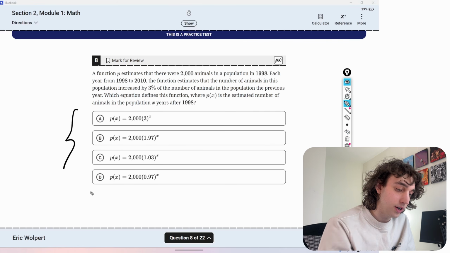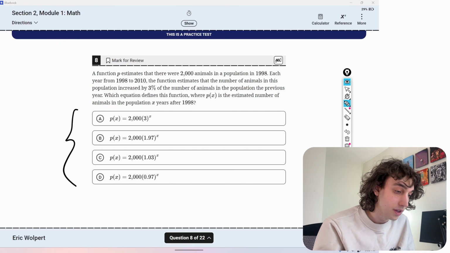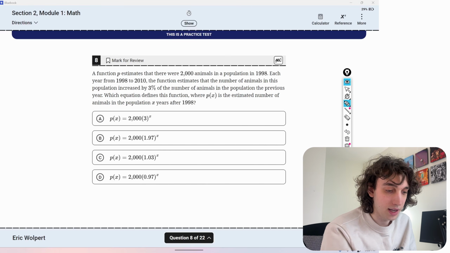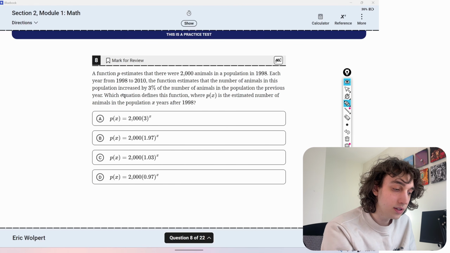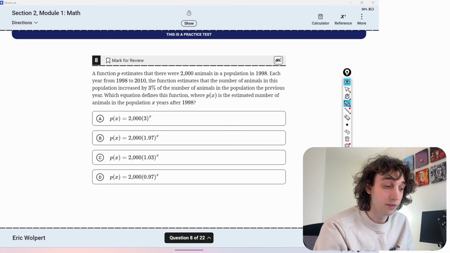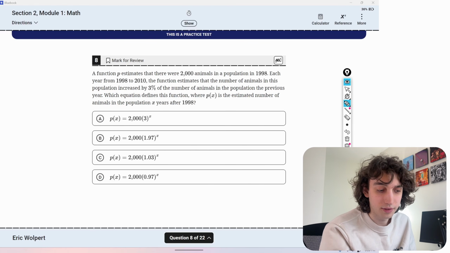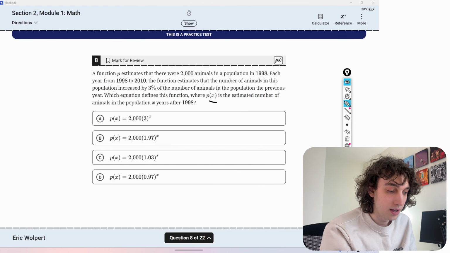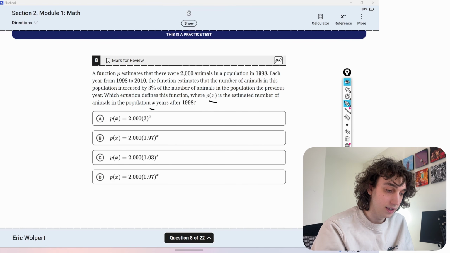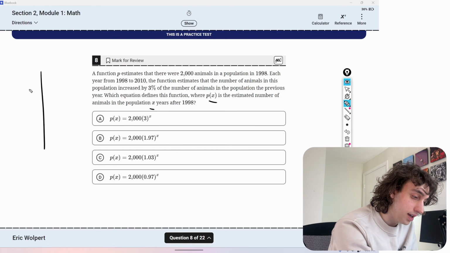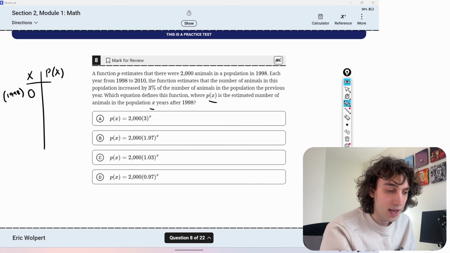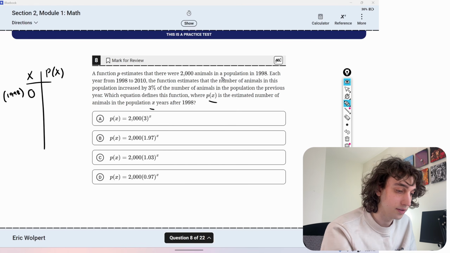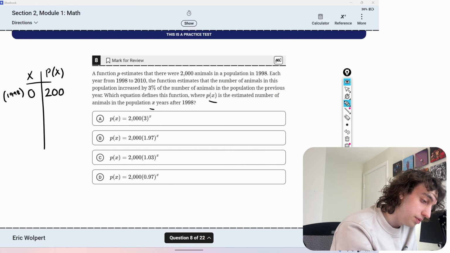Question number 8, it seems from our answer choices we're dealing with exponential growth. A function P estimates there were 2,000 animals in 1998. Each year from 1998 to 2010, the number of animals increased by 3% of the previous year. Which equation defines this function where P of X is the number of animals in the population X years after 1998? X years after 1998 means that when X is 0, that's the same as the year 1998, right? And we're told that in the year 1998, there were 2,000 animals. So when X is 0, P of X is 2,000.